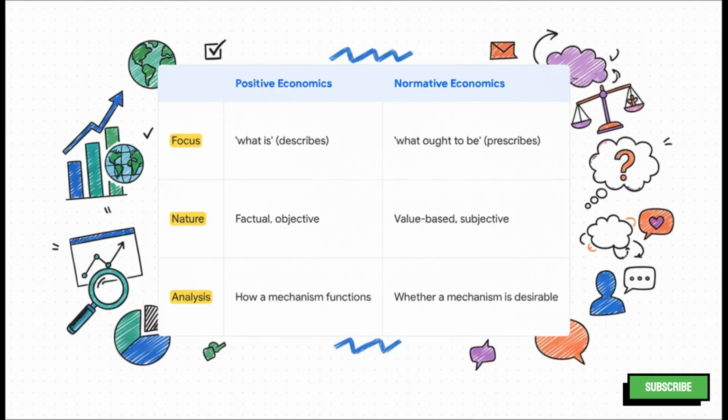The first lens is called positive economics. This is all about describing what is. It's objective, it's based on facts, and you can test it with data. The second lens is normative economics. This is about prescribing what ought to be. It's subjective, it's based on values and opinions, and you'll often hear words like should or ought to.